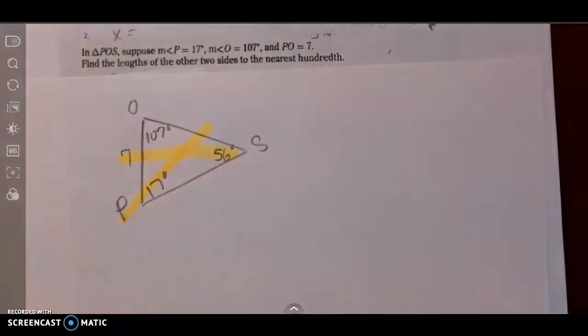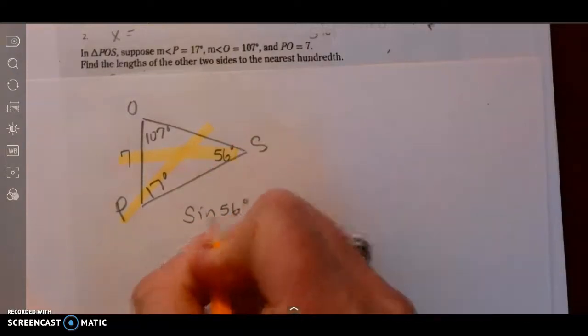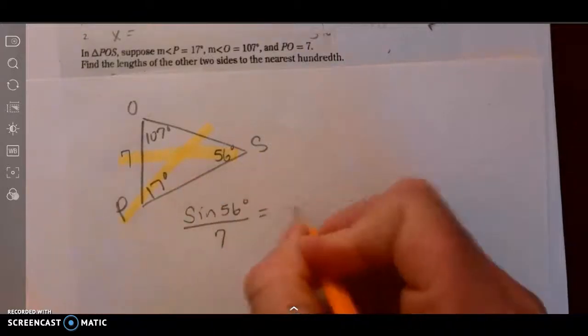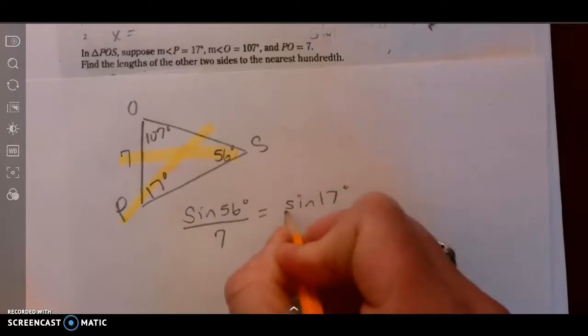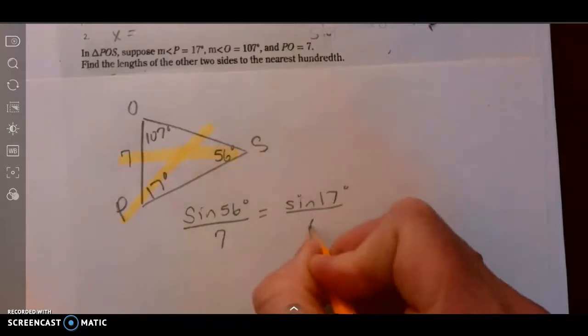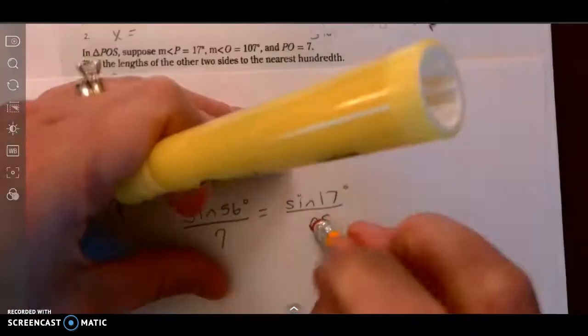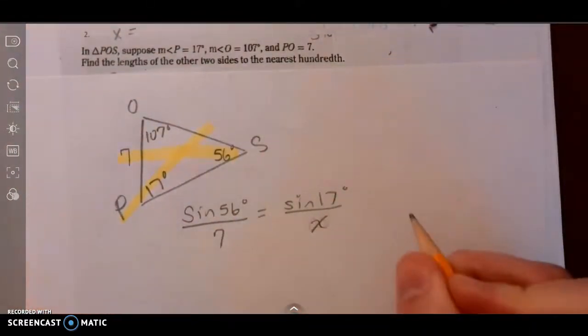So for this first problem, I'll find side OS by taking the sine of 56 degrees divided by the side opposite it, is equal to the sine of 17 degrees, and the side opposite it is OS. I could just call it X if I wanted to. If you'd rather, we can just call that X. That might be a little easier.